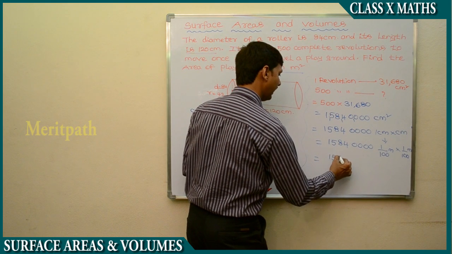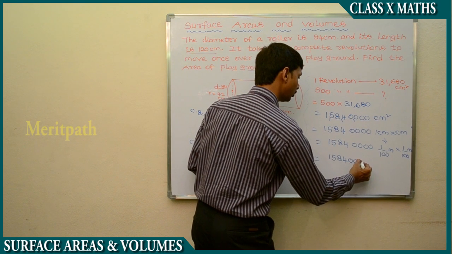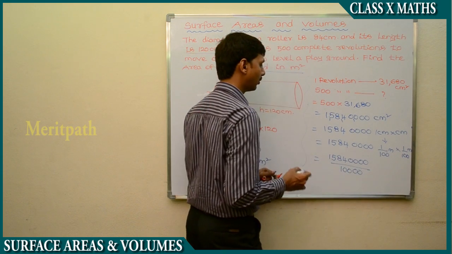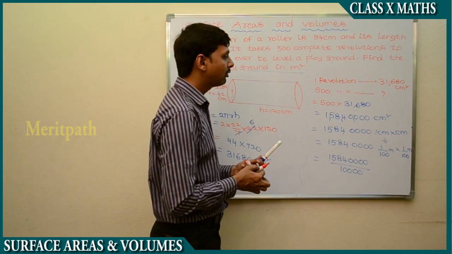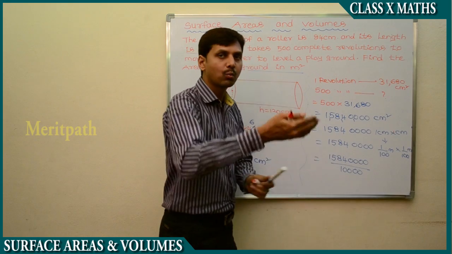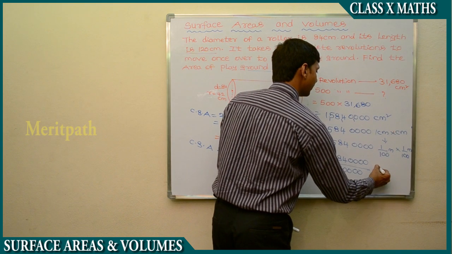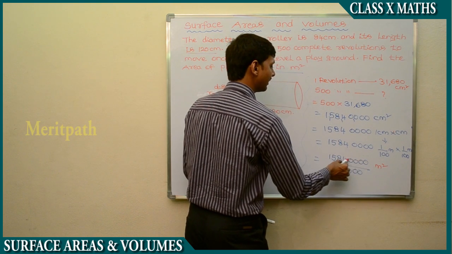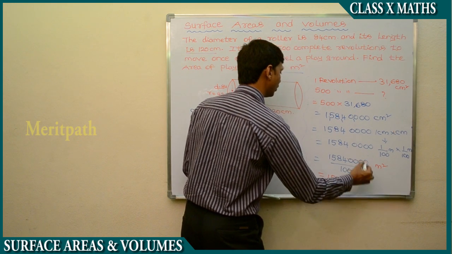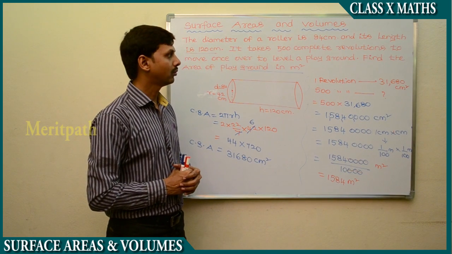So 1,58,40,000 has 2 zeros and 2 zeros, and the denominator also has 2 zeros and 2 zeros. Let's cancel these. Here we have centimeter into centimeter, and each centimeter changes into 1 by 100 meters. So meter into meter, we get meter square. In a similar manner, we cancel these 4 zeros and get 1584 meter square. So the area of the playground is 1584 meter square. Let's go to the next concept.